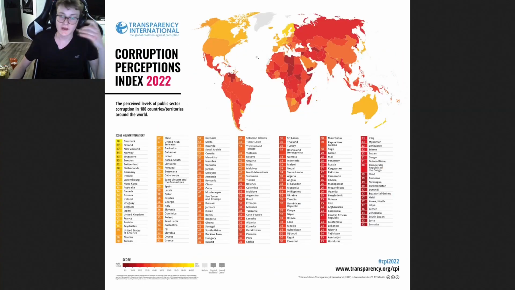Denmark has the most, yeah. Like the Nordics are good at everything, they're better at everything than every other country. Denmark, Finland, New Zealand, Norway, Singapore, okay. Sweden, Switzerland, Netherlands. Then comes Germany, Ireland, Luxembourg, Hong Kong, and then Australia. Yeah, like what's the US? Yes, with 69, okay. And what are the worst?